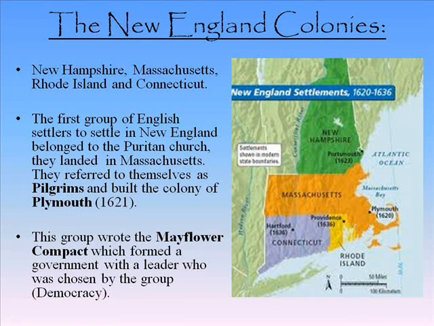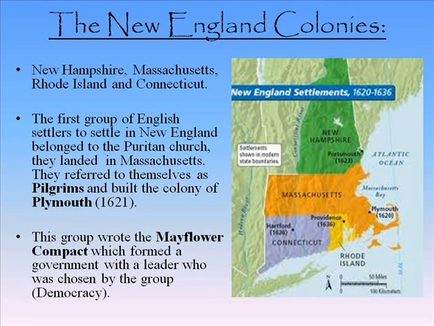Now, when we study the 13 original colonies, we group them into 3 regions. They are the New England colonies, Middle colonies, and the Southern colonies. The New England colonies are, or were, New Hampshire, Massachusetts, Rhode Island, and Connecticut.